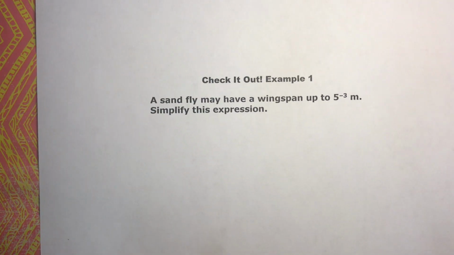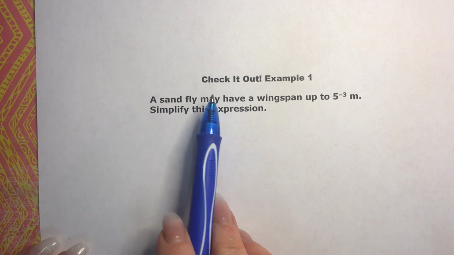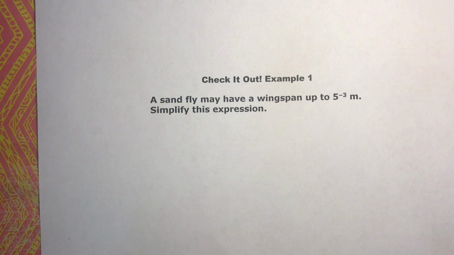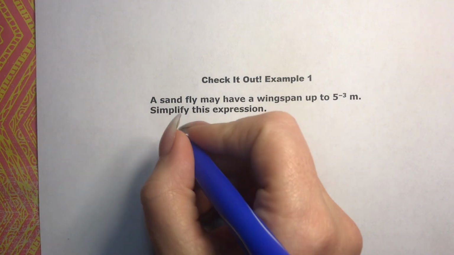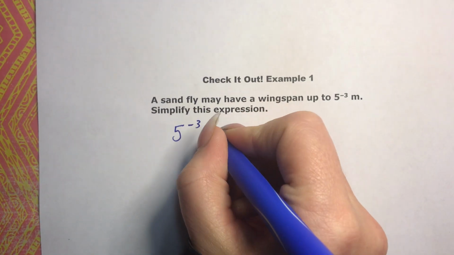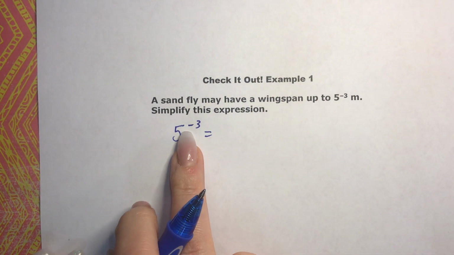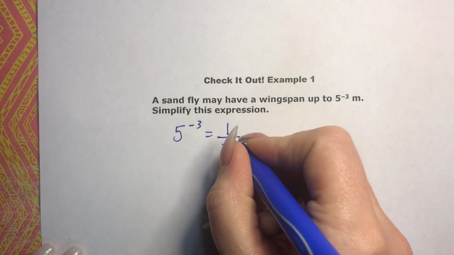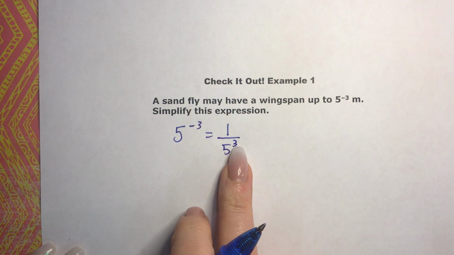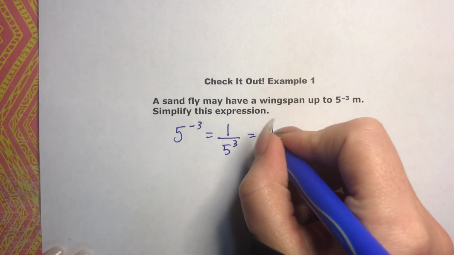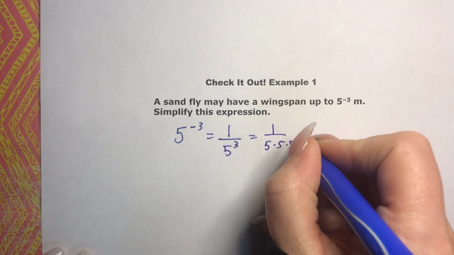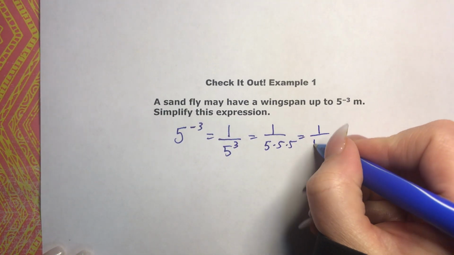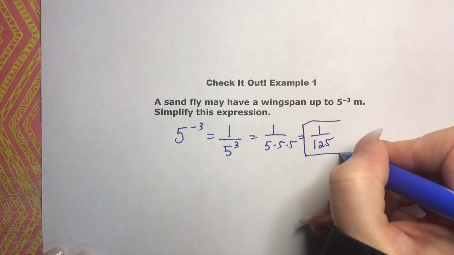Perfect. Okay, on to the next problem. It says a sandfly may have a wingspan of up to 5 to the negative 3 meters. Simplify this expression. We can do it. So we have 5 to the negative 3rd power. Remember, whenever we see that negative exponent, that means 1 divided by the same thing, but now it's 5 to the 3rd power, and 3 is positive. This means 1 over 5 times 5 times 5. 5 times 5 is 25. 25 times 5 is 125. And that's how you simplify that expression.